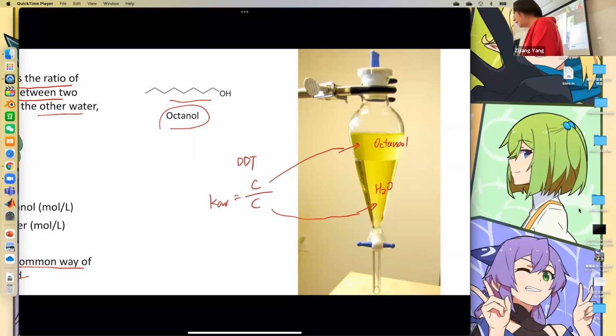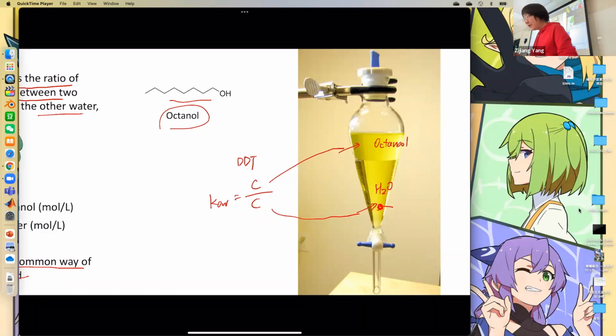Yes. And can the DDT move between those two phases to reach equilibrium across that threshold? Yes. If at the very beginning we have the DDT here, then it will just spread to here, like that, and then it will reach equilibrium.